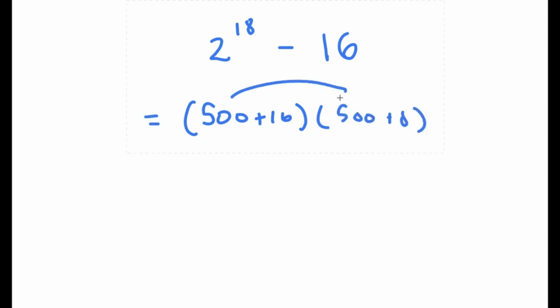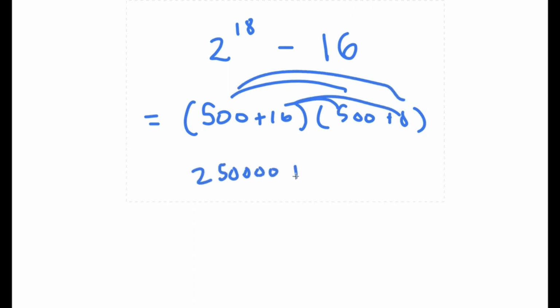So now to solve this, I'm going to distribute the 500 and the 16. 500 times 500 is going to be 250,000. 16 times 500, that's going to be 8,000. 500 times 8, that's going to be 4,000. And 16 times 8, that is going to be 128.